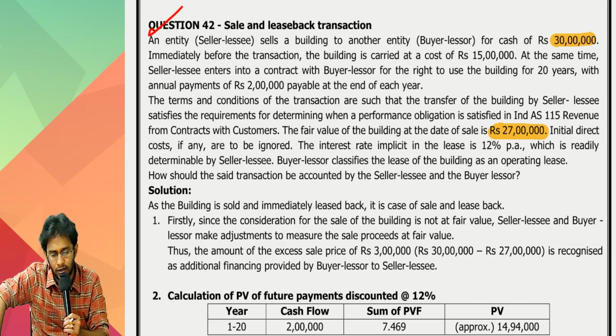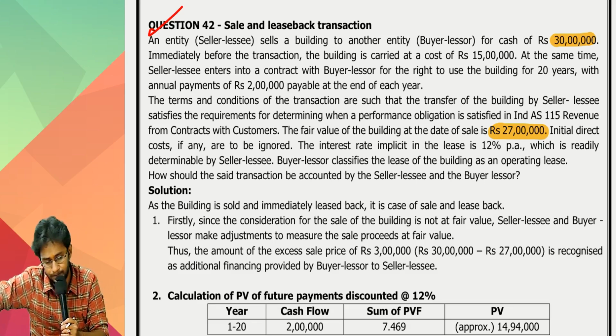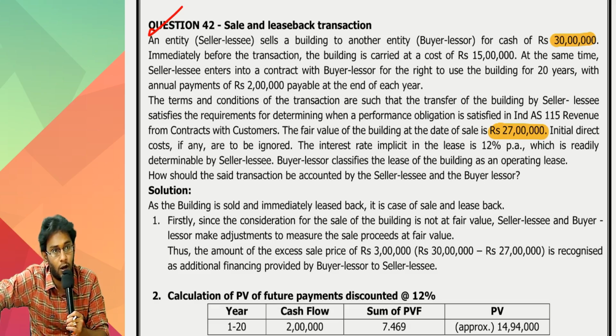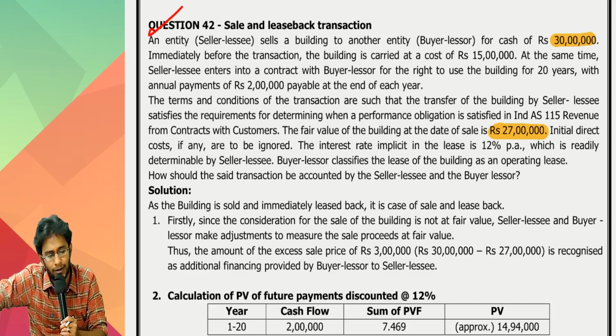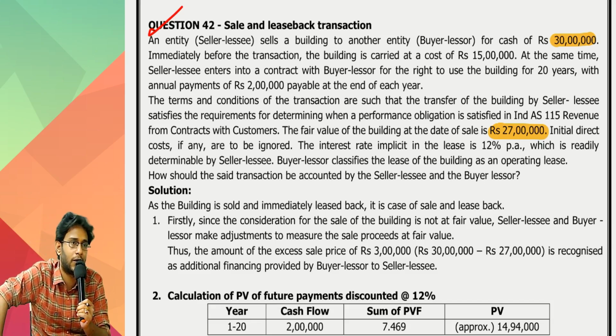The interest rate implicit in the lease is 12%, which is readily determinable by the seller lessee. Buyer lessor classifies the lease of the building as an operating lease. The buyer's classification doesn't matter for us. How should the transaction be accounted by seller lessee and buyer lessor?